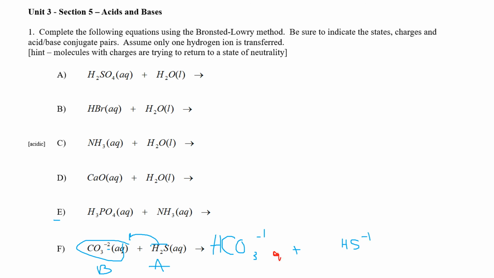I'd like to point something out also about the charges. If you look at the total charge over on this side, this molecule was -2 and this was 0. So the net on this side was -2. Over here now we have -1 and -1. Well, heck, that adds up to -2. So our charge is maintained, -2 on both sides.